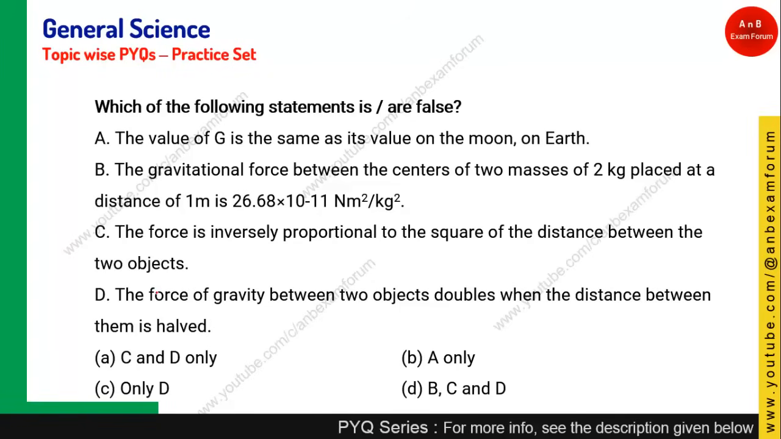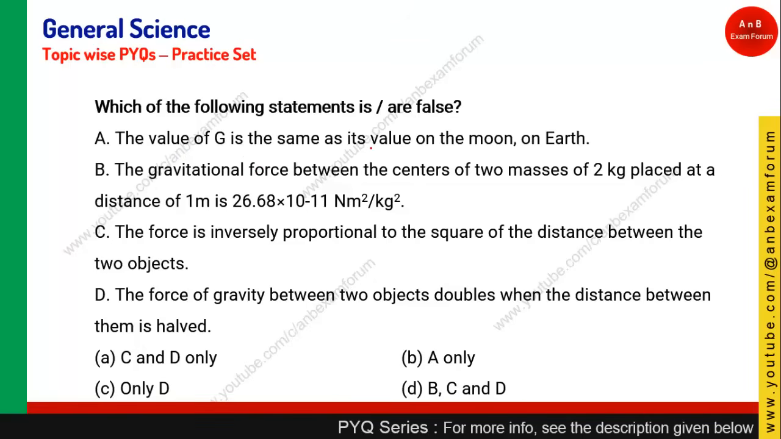Let's see the next question. Which of the following statements is or are false? The value of G is the same on the moon or Earth. Yes, we know that it is a universal gravitation constant, so it will be the same throughout the universe. So this is correct.